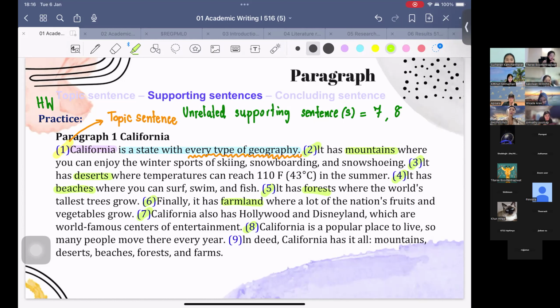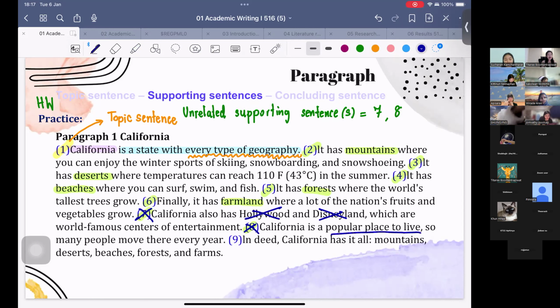And yes, sentence number 7 is the one that we should remove because it's not related to geography. It tends to be more like tourist attractions, which is not something we expect in geography. That's why 7 is not related. However, another sentence that is not related would be sentence number 8. If you read number 8, you're going to see that it says this is a popular place to live, or so many people move here.